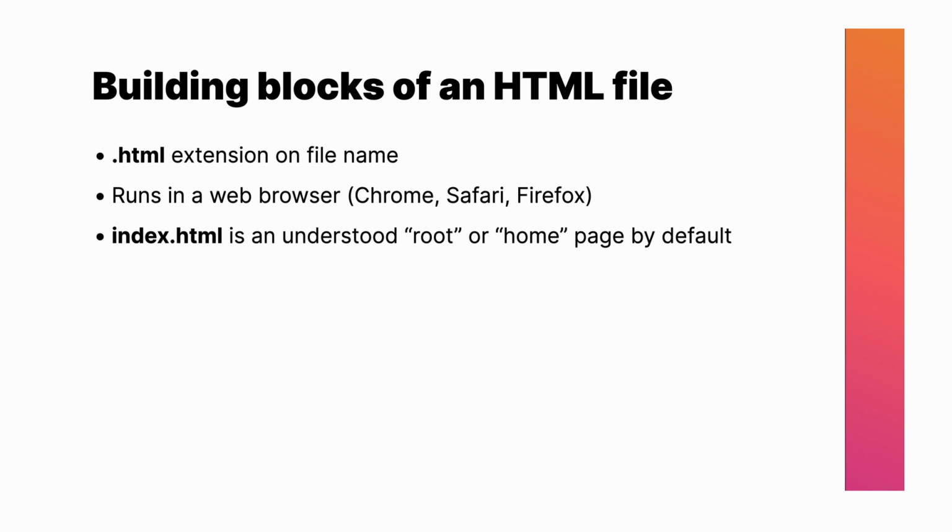HTML has an understood root or home page by default. The naming convention of index itself gives clues to either a web server or whatever folder you're in that this is the root page. So that's just one little convention to understand: if you name it index, it's going to be what your main website points to when it first loads, assuming you don't go to a specific path in the URL. So if you just say mywebsite.com, it's going to load this file instead of mywebsite.com/about, which would load another page. Hopefully that makes sense. We'll get into more of that as we actually code.